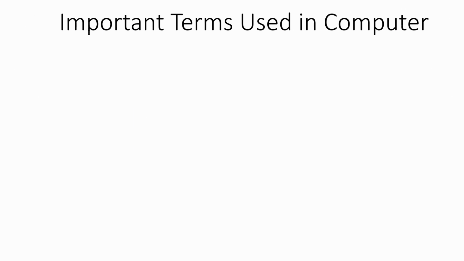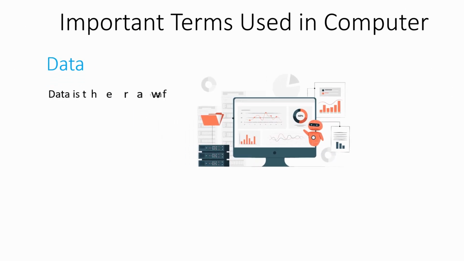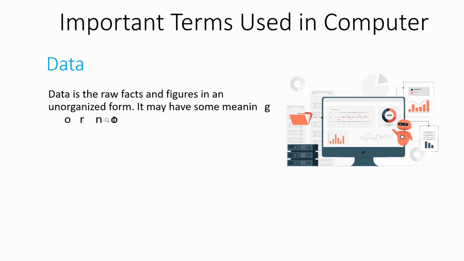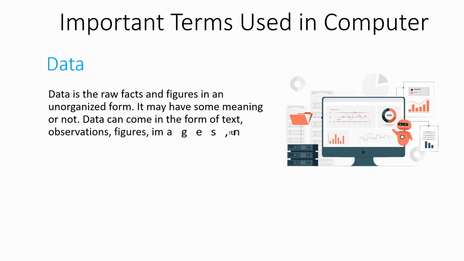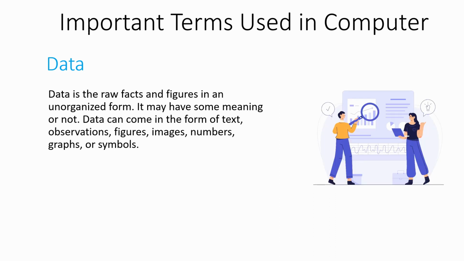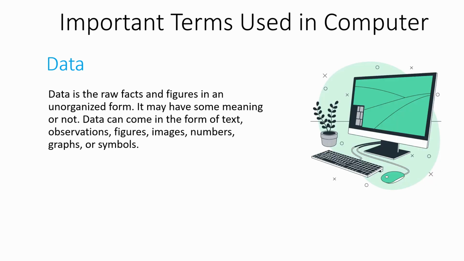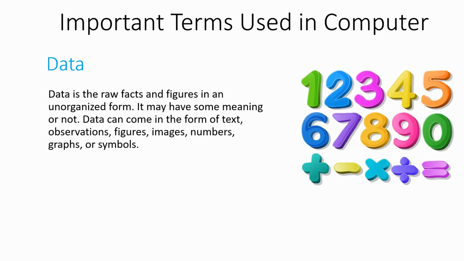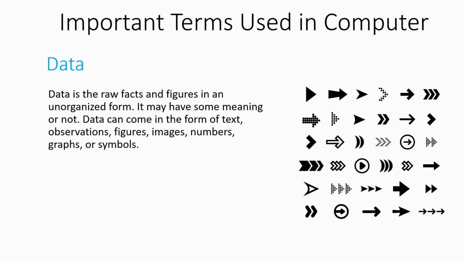Let's start with the first one, that is the data. Actually, data is the raw facts and figures in an unorganized form. It may not be organized, that is why it may have meaning or it may not have any meaning. And the data can come in the form of text. It may be any word or a text, or any observations, any figures, or any image or picture. It may be numbers, graphs, or any kind of symbols. So anything can be the data which may or may not have any meaning that is available in our computer system.